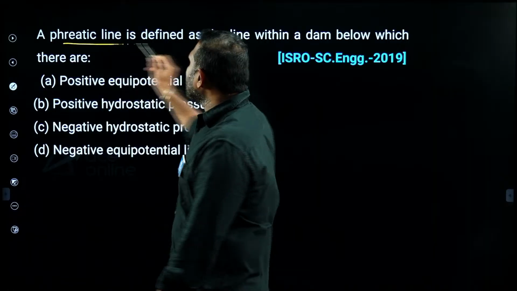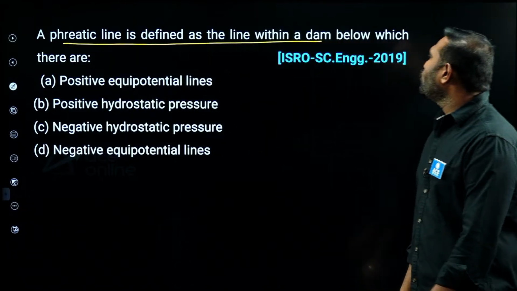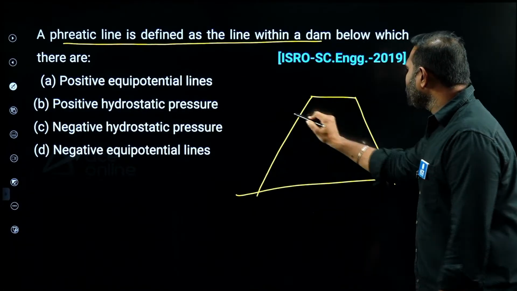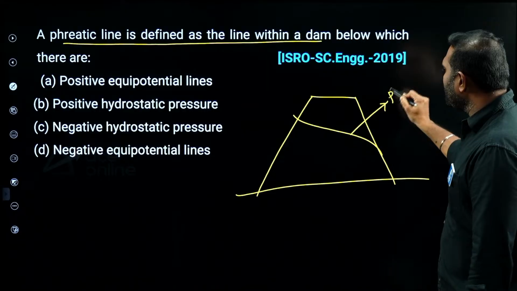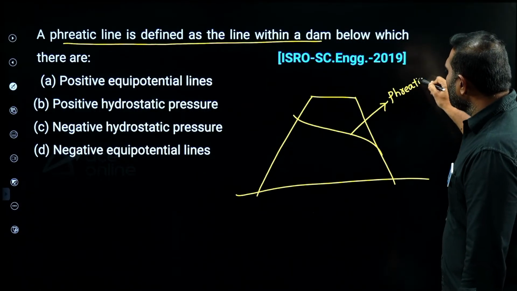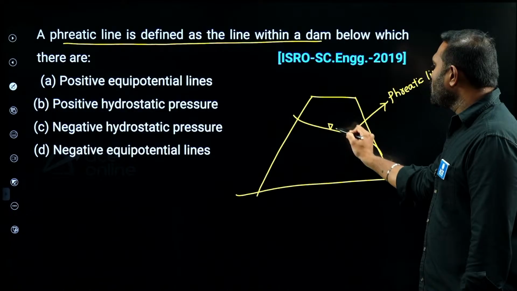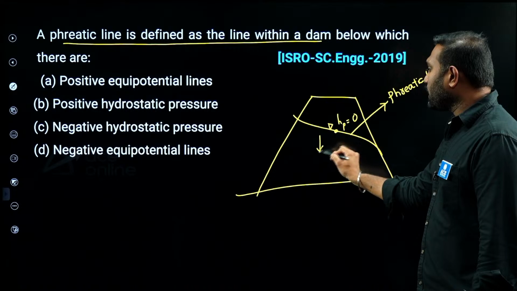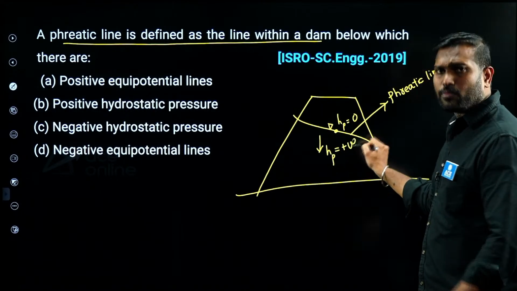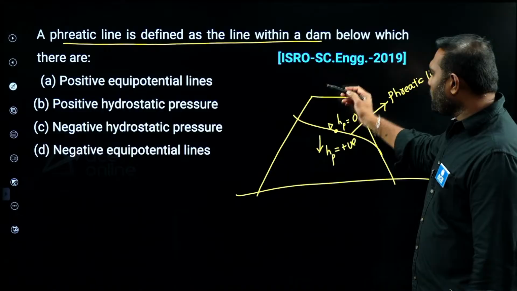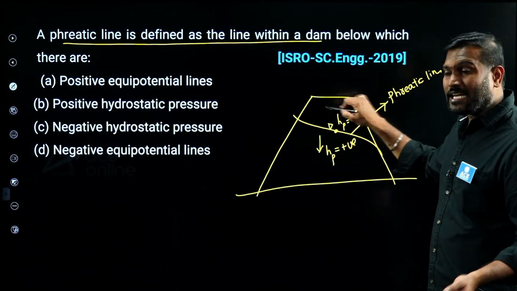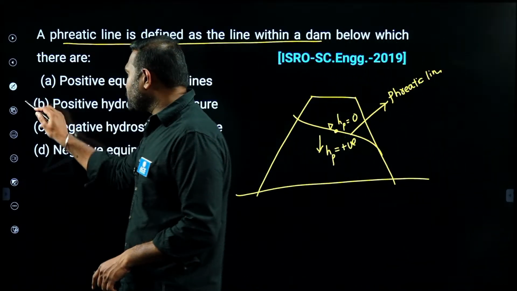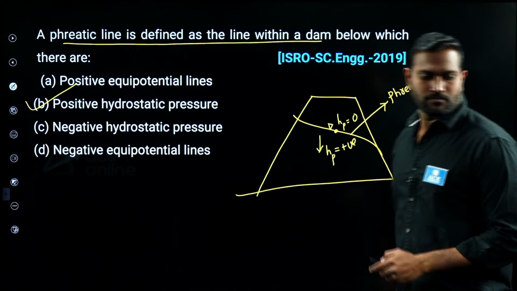Now come to the phreatic line, defined as a line within the dam below which... see, actually if it is an earth dam, the topmost flow line is nothing but the phreatic line. So the phreatic line also acts as a water table. At the phreatic line, pressure head is 0. But below the phreatic line, pressure head is positive. Positive pore water pressure would be there, right? Above the phreatic line, pressure is 0. At the phreatic line, pressure 0. Below, it's a positive pore water pressure. So the correct answer is option B, positive hydrostatic pressure.